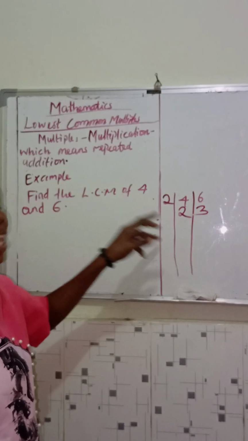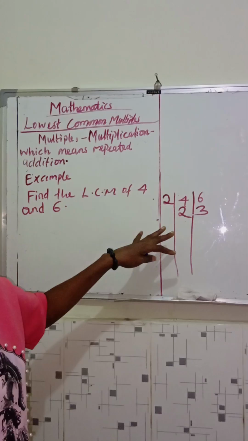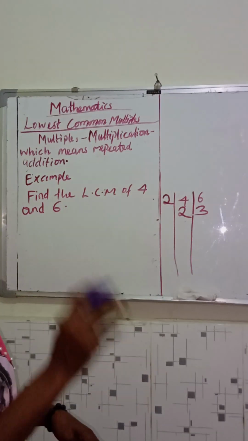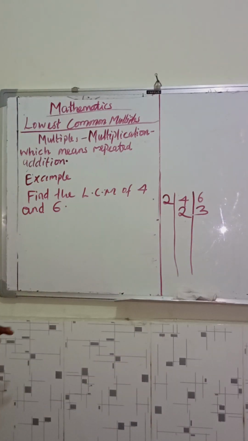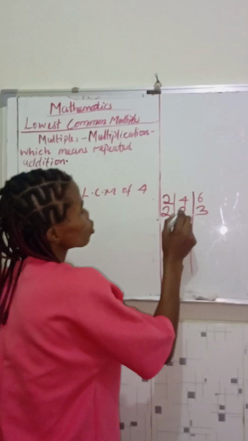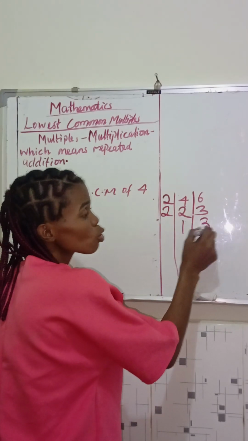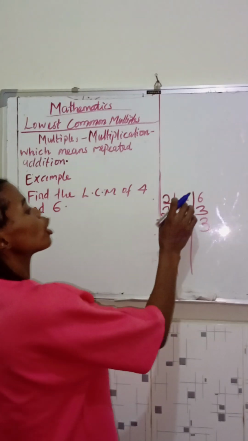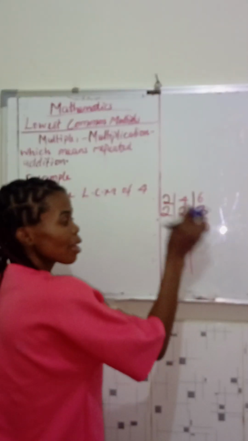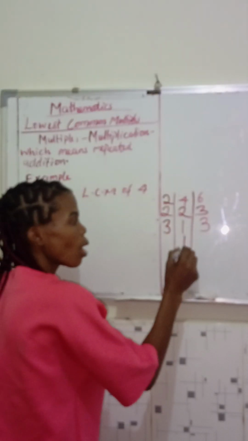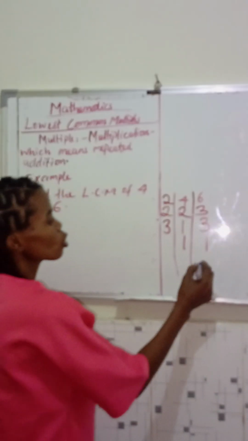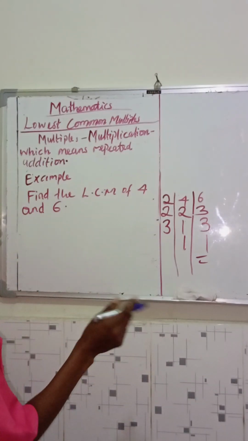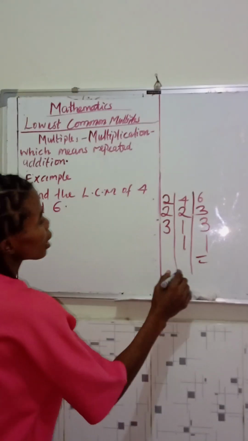Then, unlike HCF, you do not stop. You get down until you get 1, 1, you do not stop. So 2 can go again, 2 into 1, and then 3, 2 cannot go in 3, so you bring 3 down. Now that you're done, and then we have 1 here, then you go 3, 3, 1, 1, 3 and 3. So the LCM of 6 and 4 is what?